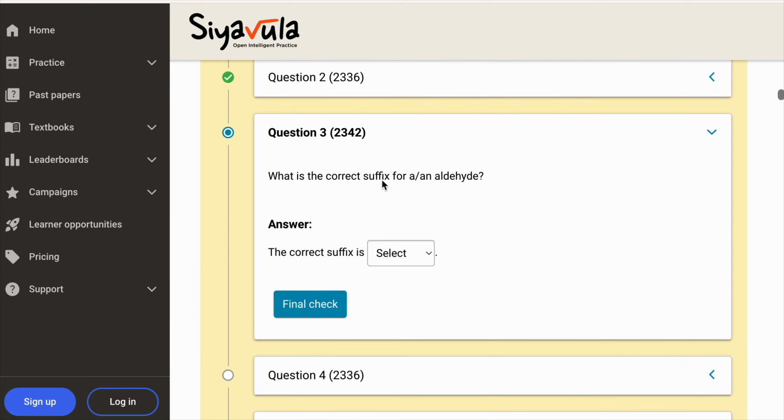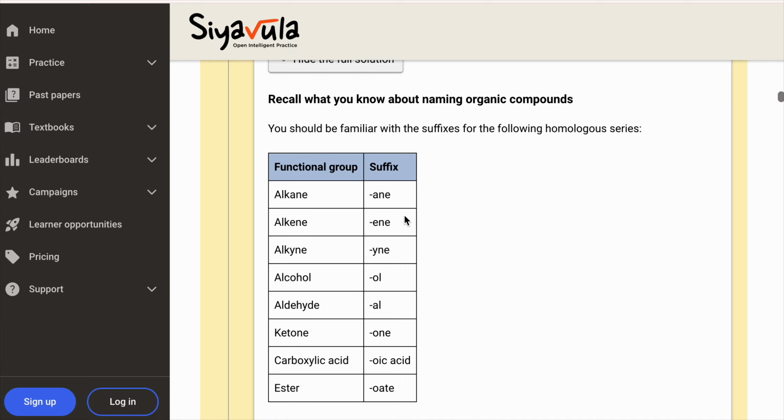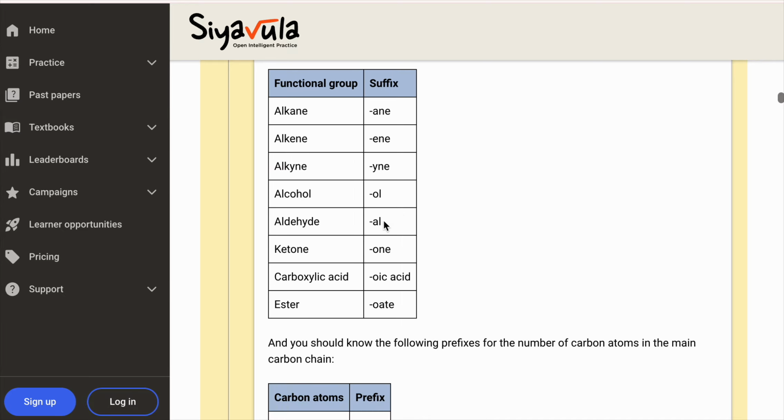What is the correct suffix for an aldehyde? Ol. Aldehyde is Al. Okay.